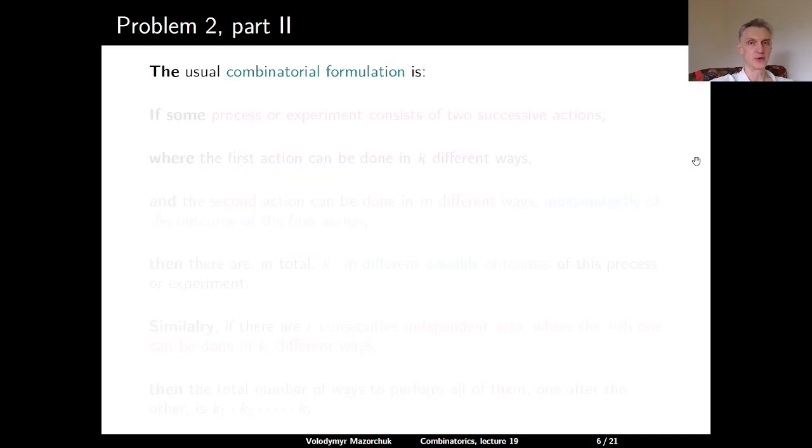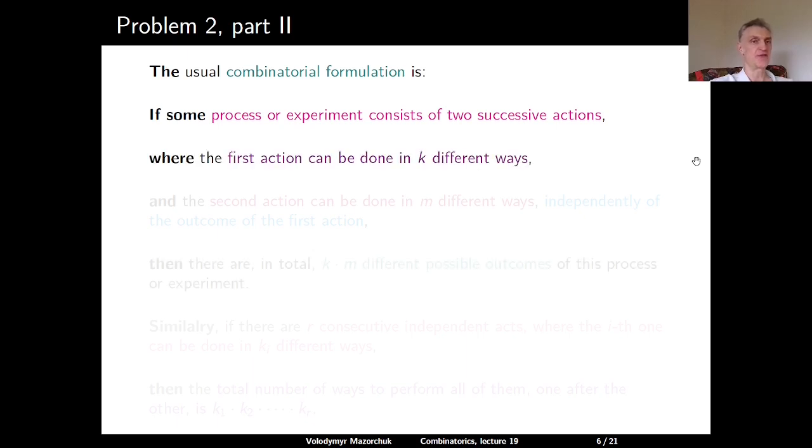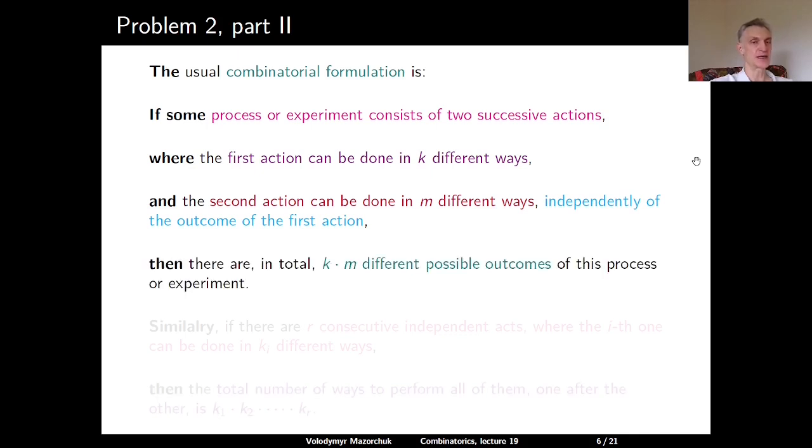The combinatorial formulation of the rule of product is usually as follows. If some process or experiment consists of 2 successive actions, where the first action can be done in K different ways, and the second action can be done in M different ways independently of the outcome of the first action, then there are in total K times M different possible outcomes of this process or experiment.